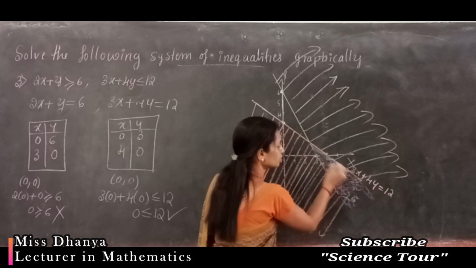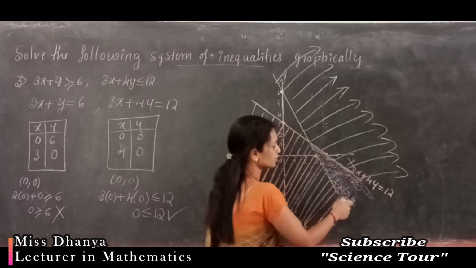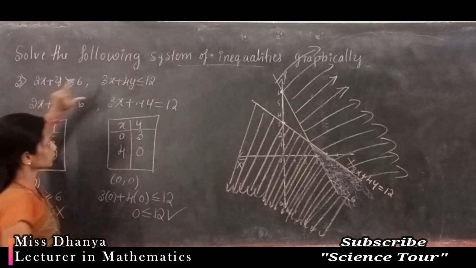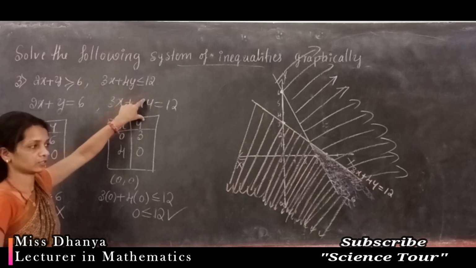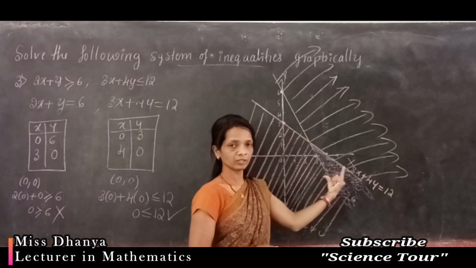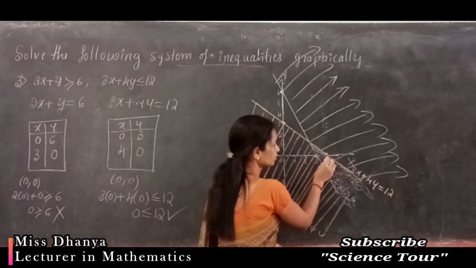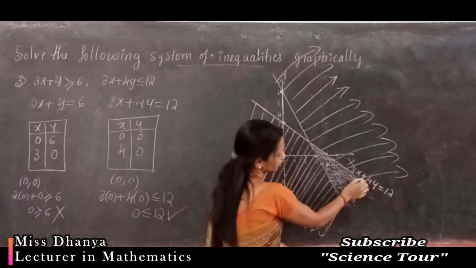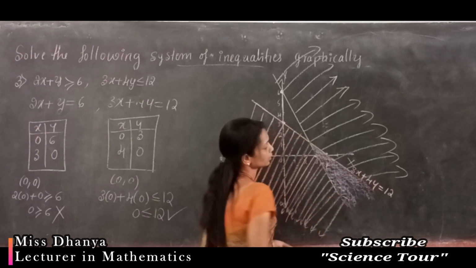Common solution region means the points in that region are solutions for both inequalities. Okay, so you have two types of shadings in that region. So that is the solution for both the inequalities. So now here you have the common solution region.